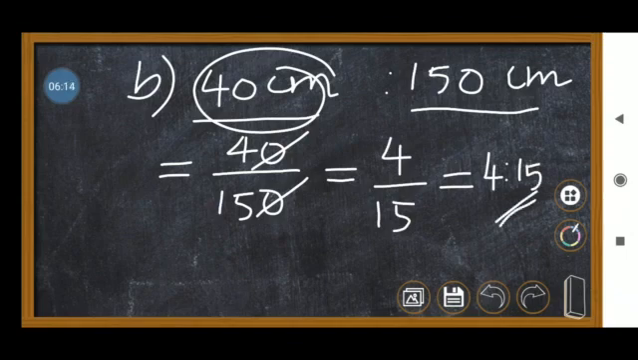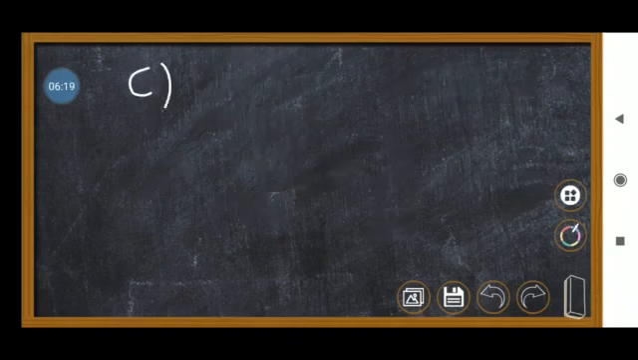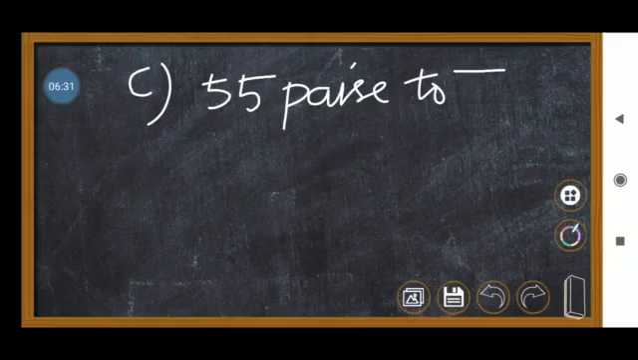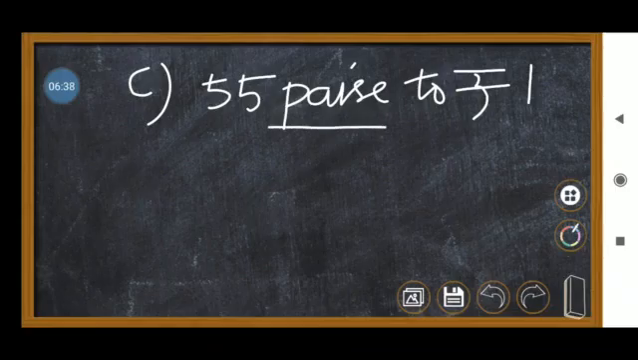Okay, students, next one, 7th one, C problem. 55 paise to 1 rupee. Here they have given paise, and here they have given rupees. So you have to convert either paise into rupee or rupee into paise.